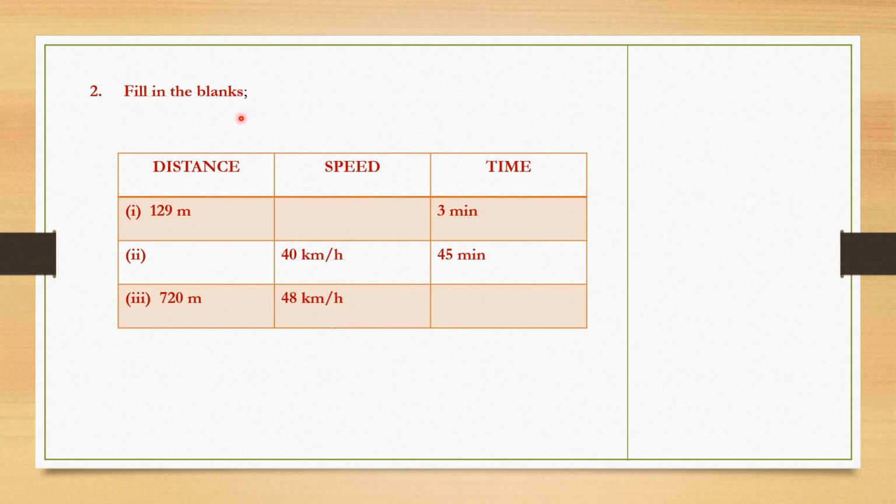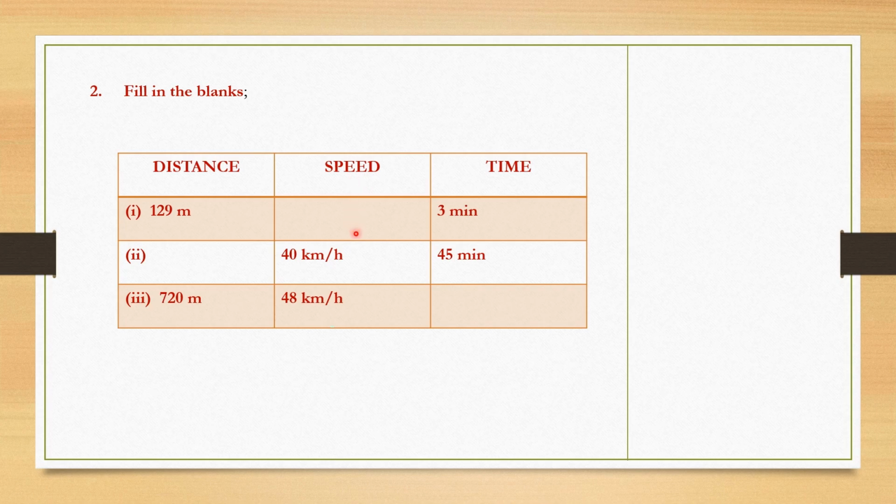Question 2, fill in the blanks. So here we've been given a table and there are some blanks that we need to fill up. So here we have distance. One column is distance, second column is speed, and the third column is time. Now in the first question, distance is given to us and time is given to us. We have to find speed. This is blank. So we have to find speed and fill in the blank.